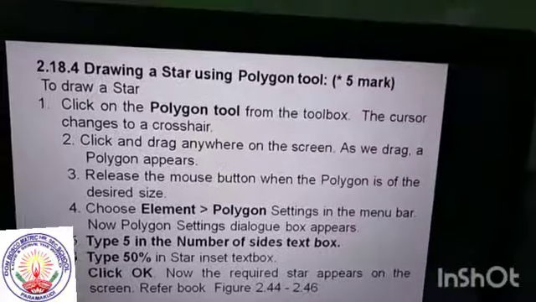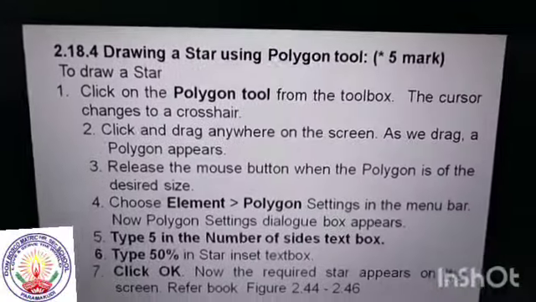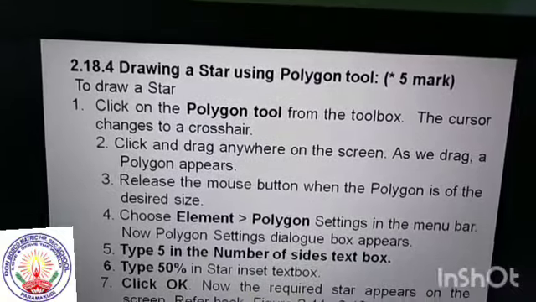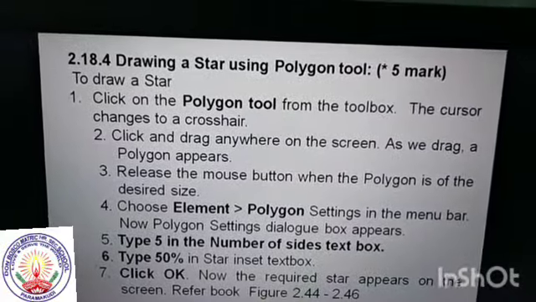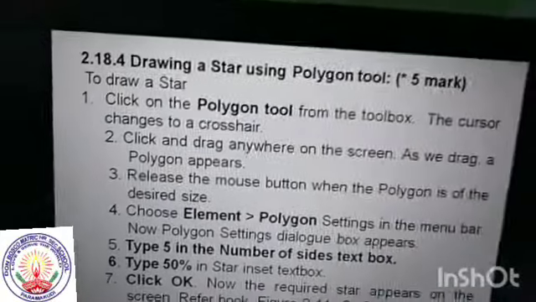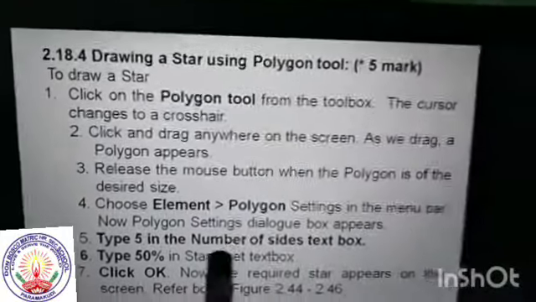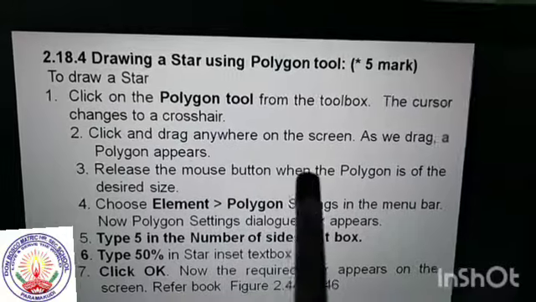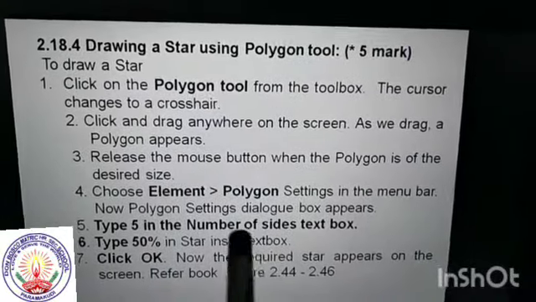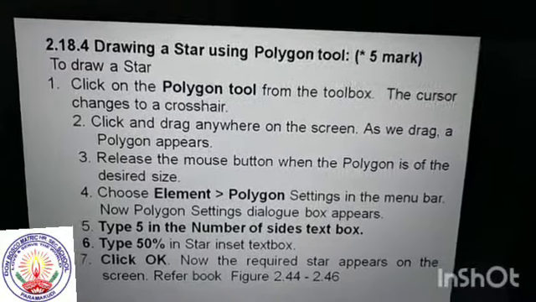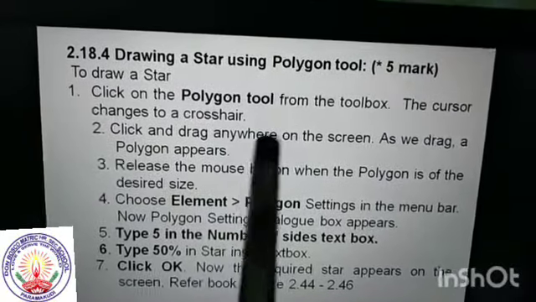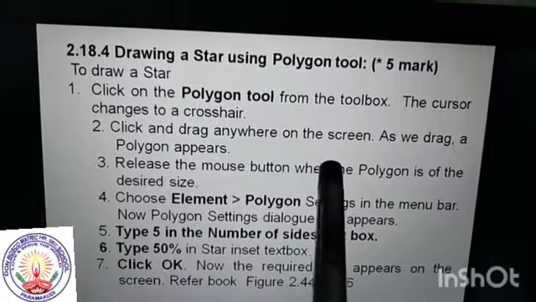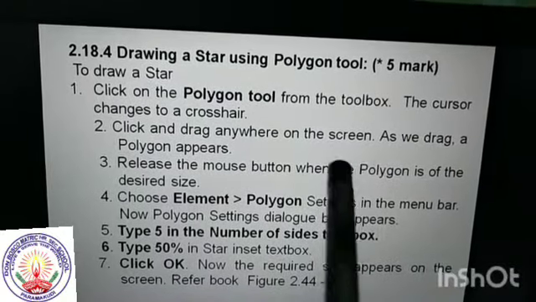And next one, drawing a star using the polygon tool. It is one of the important 5 mark questions in the annual public examination. If you want to draw stars in Adobe PageMaker, we have to use the polygon tool. Here we have to use some procedure. Select the polygon tool, then click and drag in the working space.